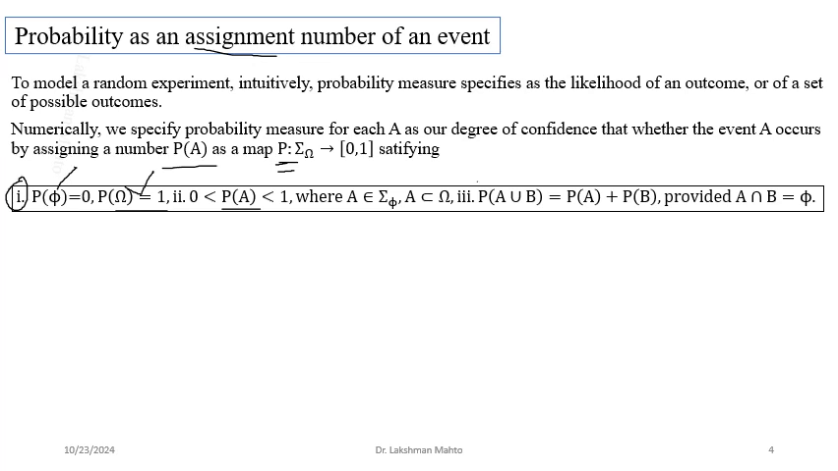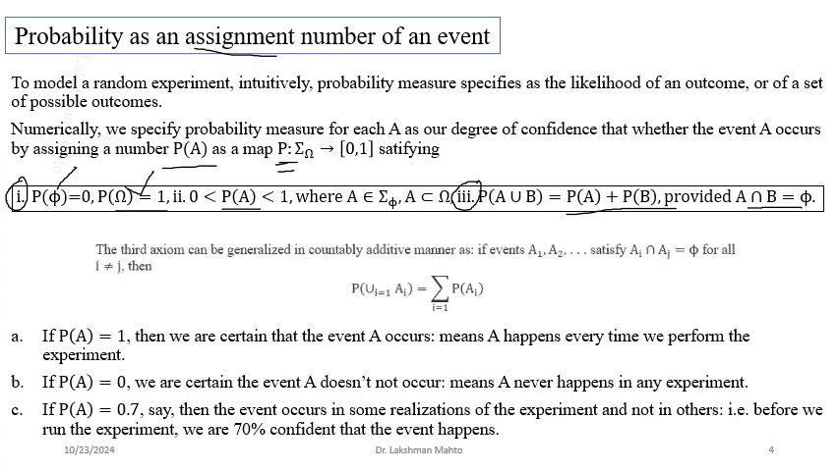Now the third one is a very meaningful thing, and that's why the sigma thing is coming here. If you want to compute the probability of A union B, and it happens that A and B have no common outcome, then we just sum the corresponding probabilities, provided there is no common element between A and B. We call this the summability property. You can generalize it for a countable number of events as well. So these three are very interesting.